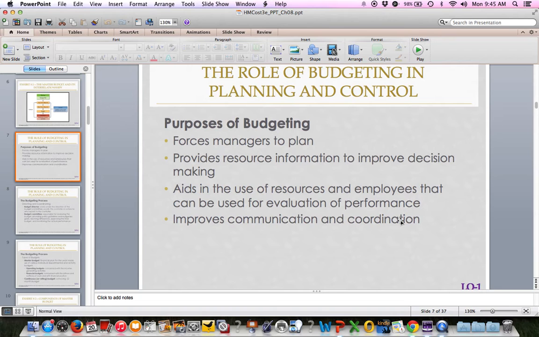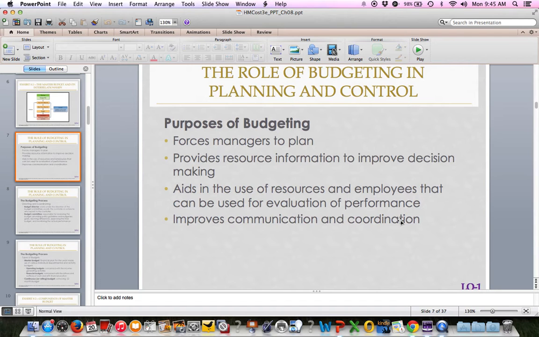It provides resource information, I should say, to improve decision making. As I plan, I need to find information to come up with that plan. It aids in the use of resources and employees, and can be used to evaluate performance. Standards or goals can be brought down to practically anybody in a business to say, if we achieve these goals, there could be a bonus or whatever it is, something in it for you.